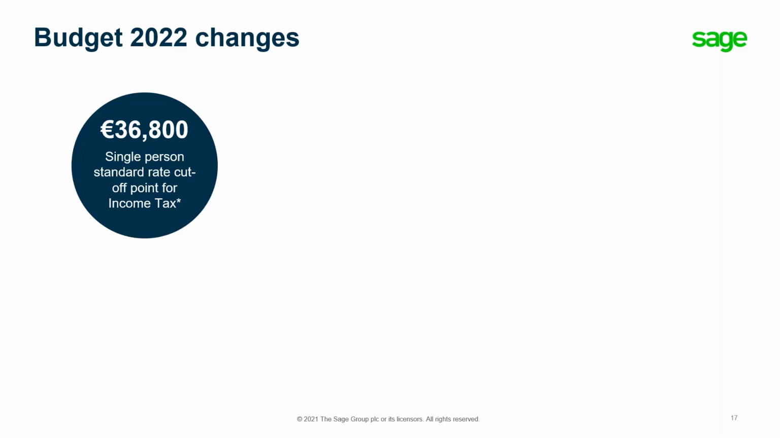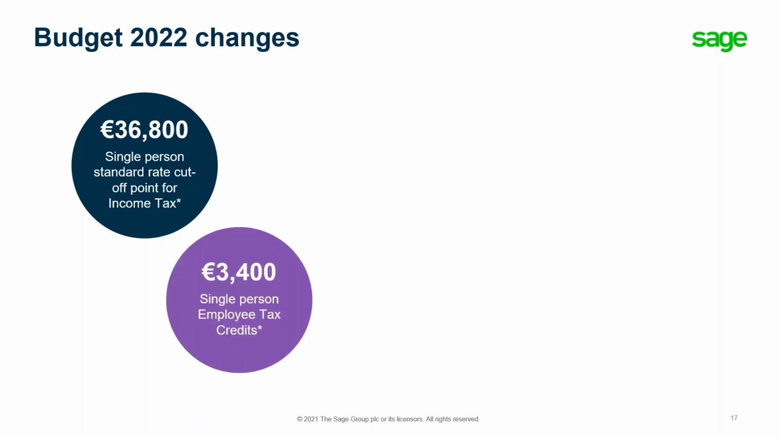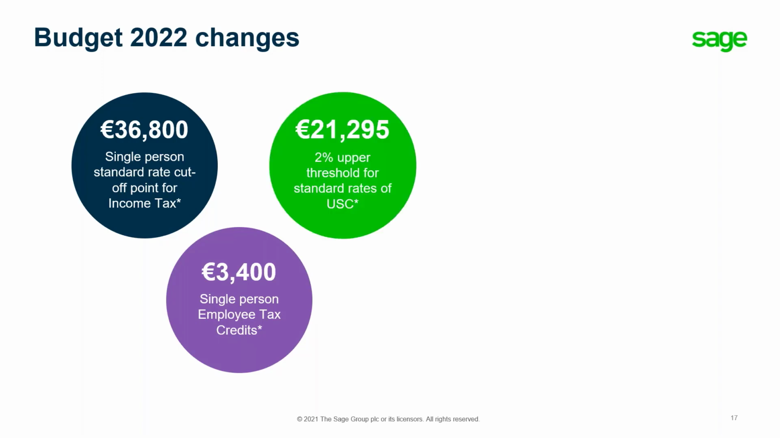So there are a few budget changes we've picked out for you. The standard rate cut-offs for income tax have been increased. So for a single person, that's now €36,800. Tax credits have also increased. So as an example, for a single person, these are now €3,400. The upper threshold for the 2% band of USC, if you are on a standard rate, is €21,295. Any changes to tax credits and USC thresholds will be retrieved in your first RPN when you run the payroll in 2022.